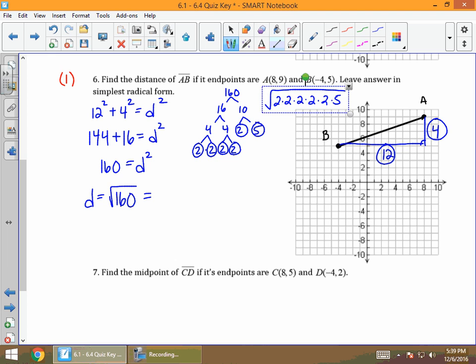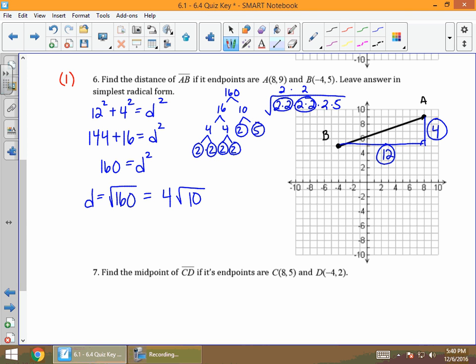So if you want to get them out of the radical, they have to come out as groups of 2. So I can pull out a 2 here, if I pair those together. I pull out a 2 here, if I pair those together. There are no more pairs in there. So on the outside is 2 times 2. So on the outside of this thing is 4. That's 2 times 2. Inside the radical is 2 times 5, which is 10. So 4 radical 10 is your final answer.